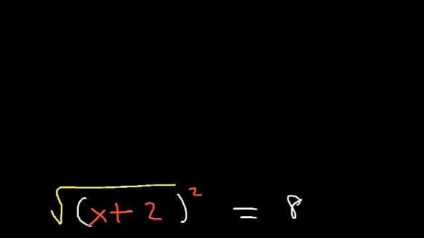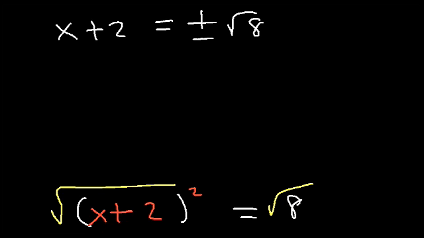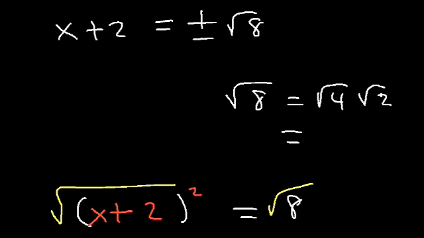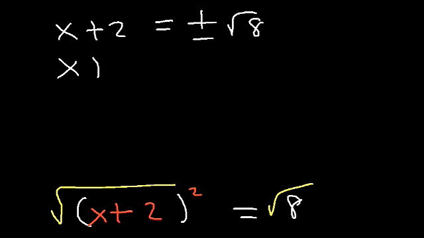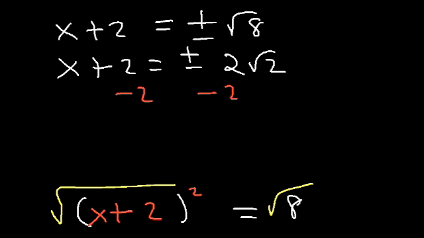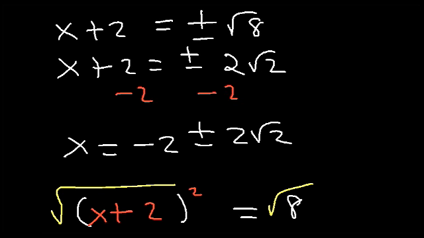So let's take the square root of both sides. So x plus 2 is equal to plus or minus root 8. And it looks like we could simplify the square root of 8. 8 is 4 times 2, and 4 is a perfect square. The square root of 4 is 2. So radical 8 is 2 radical 2. So we now have 2 root 2. So let's subtract both sides by 2. So x is equal to negative 2 plus or minus 2 root 2.